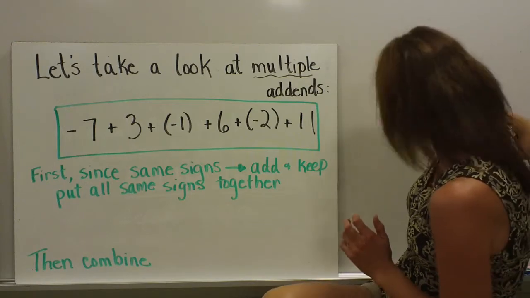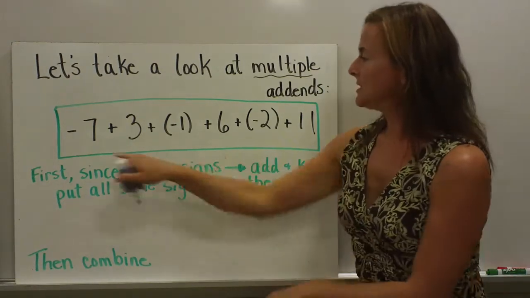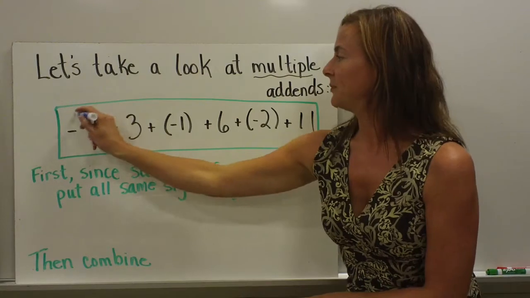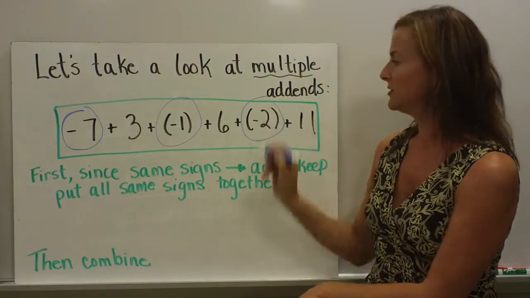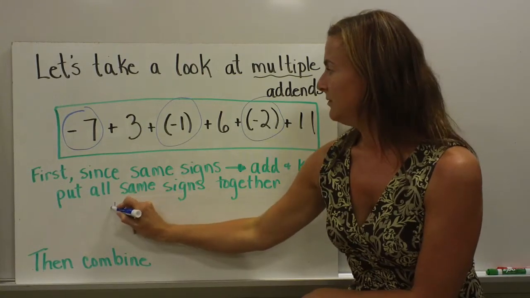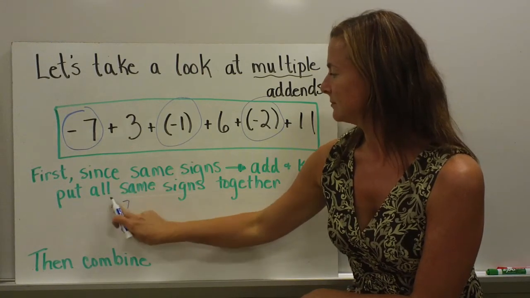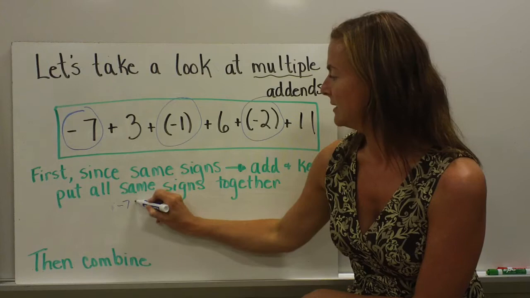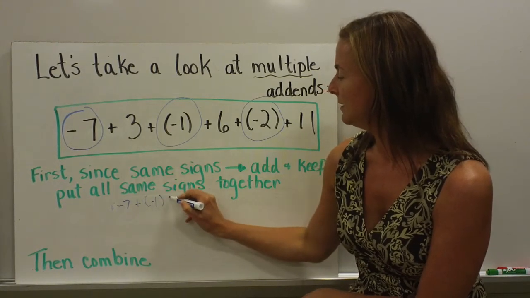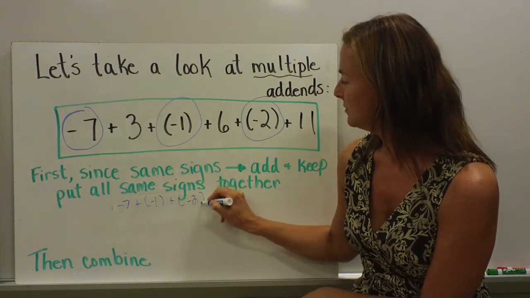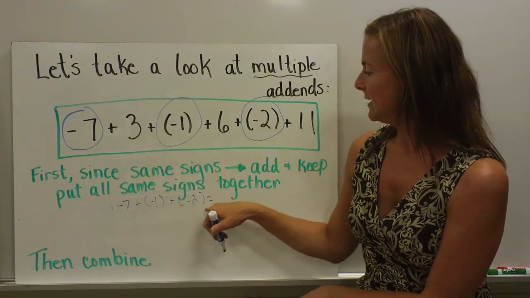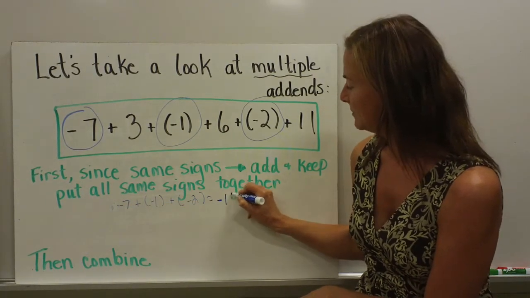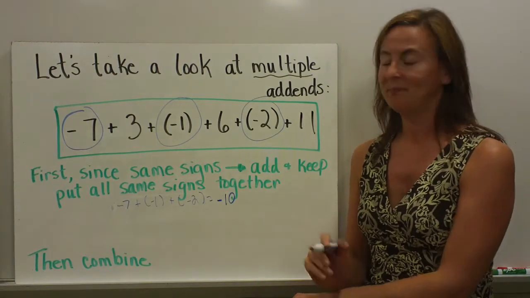So let's start with our negatives. We have a -7, a -1, and a -2. -7 and -1 and -2 equal 7, 8, 9, 10. And I keep the sign, so I get a -10.